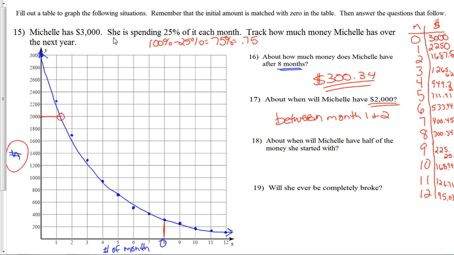and 2. The third question asks you about when does Michelle have half the amount of money she started with. So half the amount of money is, let's see, 3,000, that'd be $1,500. So that, again, that's money. So that is this axis, and here is 1,500. And we'll follow that across. And notice that that is in between month 2 and 3.